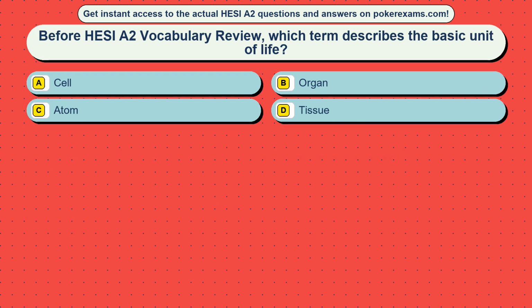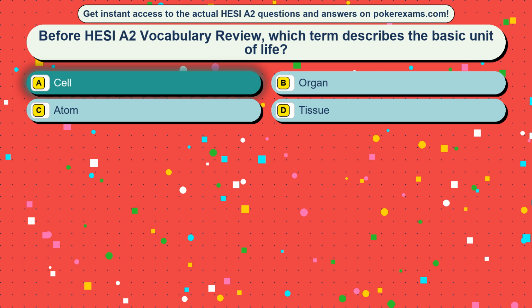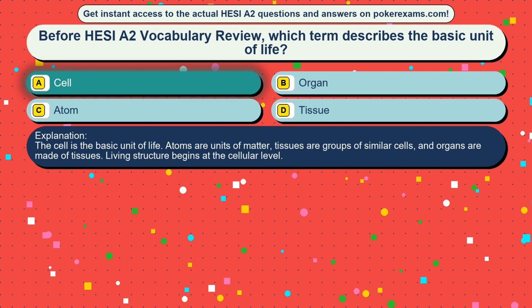Question 35. Before HESI A2 Vocabulary Review, which term describes the basic unit of life? Option A, cell. Option B, organ. Option C, atom. Option D, tissue. The correct answer is option A, cell. The cell is the basic unit of life. Atoms are units of matter, tissues are groups of similar cells, and organs are made of tissues. Living structure begins at the cellular level.